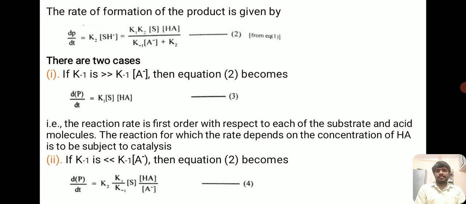In the second case, if K2 is very much less than K-1 [A-], then equation 2 becomes dP/dt is equal to K2 K1 over K-1 into [S][HA] over [A-]. This is equation number 4.